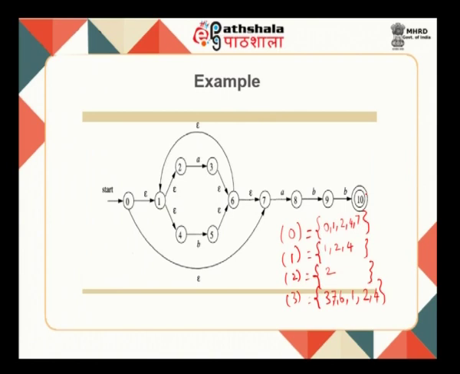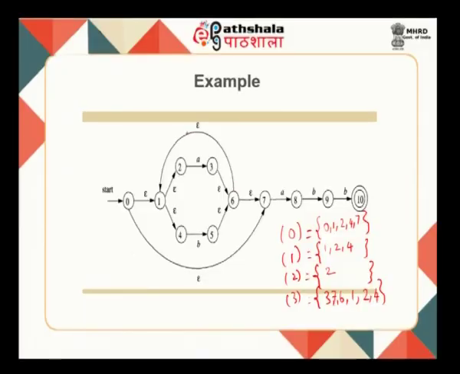So, from 0 I could go to 1, 2, 4 and 7. So, it is 0, 1, 2, 4, 7. From 1 I could go to 2 and 4. So, it is 1, 2, 4. From 2 I could go nowhere. So, it is only 2. From 3 I could go to 6, 7 and then 6 could come back to 1. Therefore, it also includes 1 and then 2 and 4.